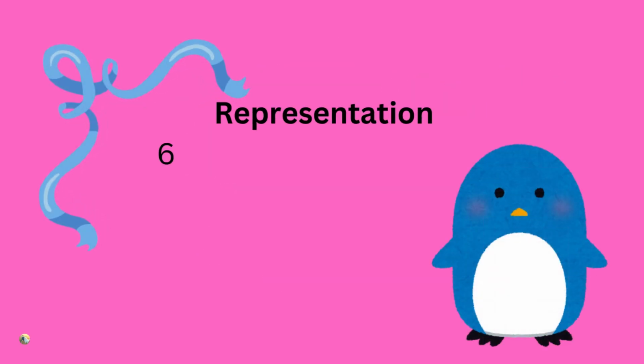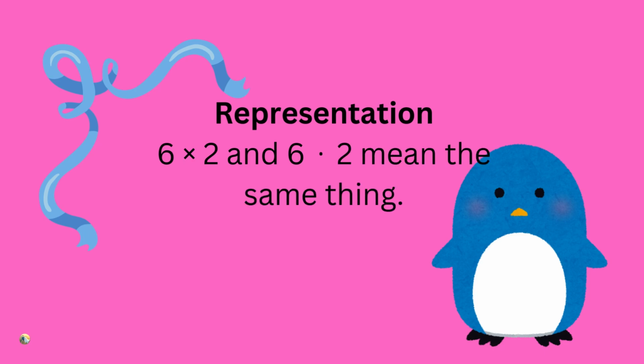Let's talk about the representation. Here we use the cross symbol, or we also call it the times symbol, to indicate multiplication. But as we go forward in math, we will start to use the dot symbol and more for multiplication. So here we have 6 cross 2 and 6 dot 2. Both mean the same thing. The dot is a little bit raised, so we won't confuse it with the decimal symbol. The reason we use this dot symbol is because it's easy to confuse the cross with the variable x.